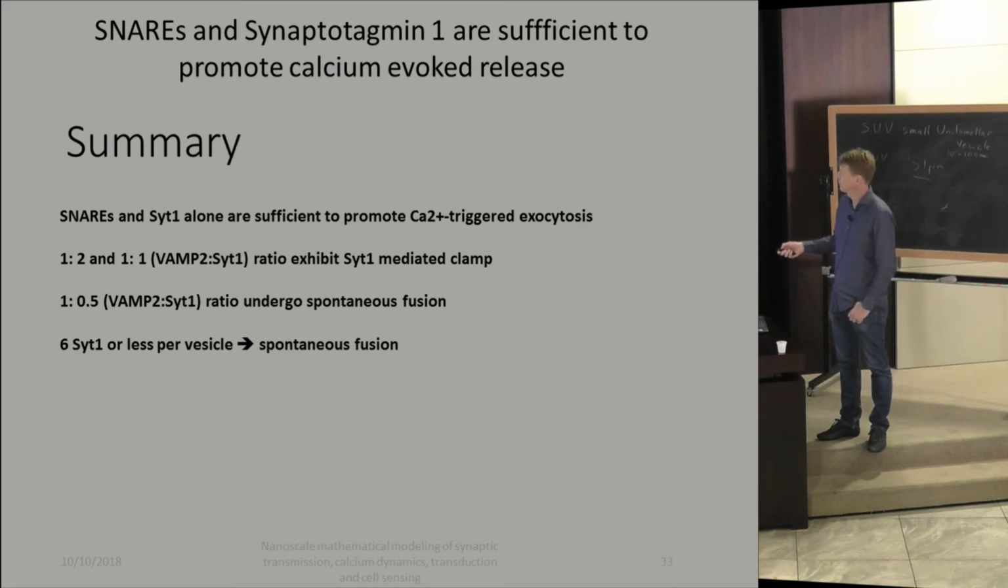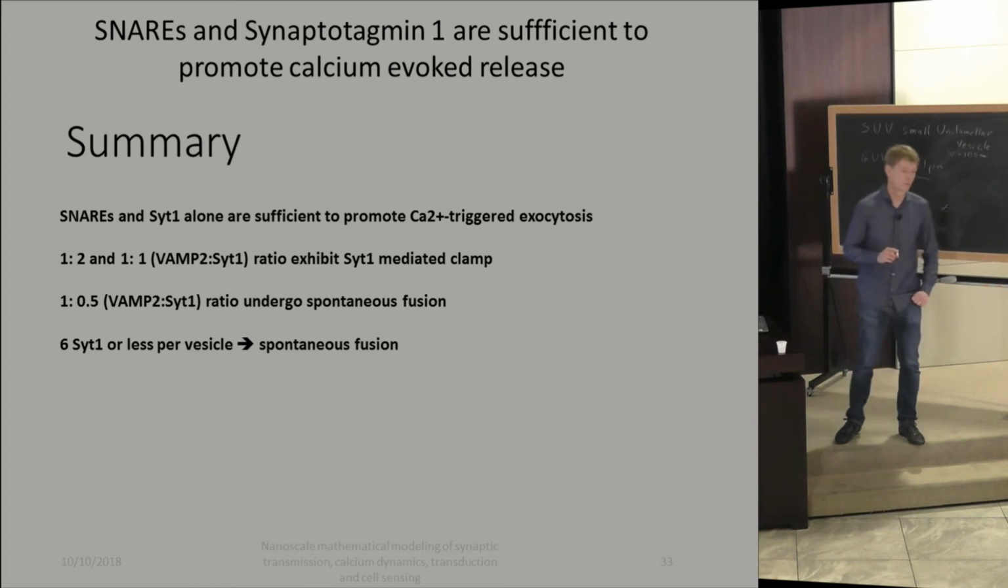If we have an excess of V-snare, we don't have the clamp anymore. We have spontaneous fusion. I'll get back to it right after. But if we have less than 6, meaning 6 V-snare, 6 synaptotagmins, or 3 V-snare, 6 synaptotagmins, we'll see also spontaneous fusion.